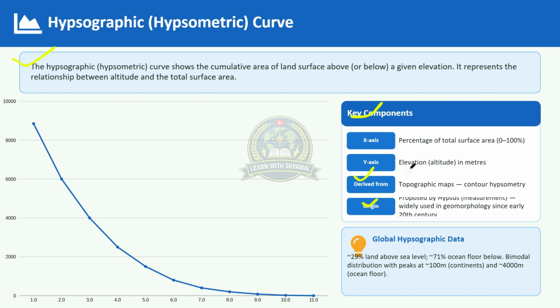Origin proposed by Hypsas measurement, widely used in geomorphology since the early 20th century. And global hypsographic data: more or less 29% land above sea level and 71% ocean floor below. Bimodal distribution with peaks at 100 meter continents and 4,000 meter ocean floor.